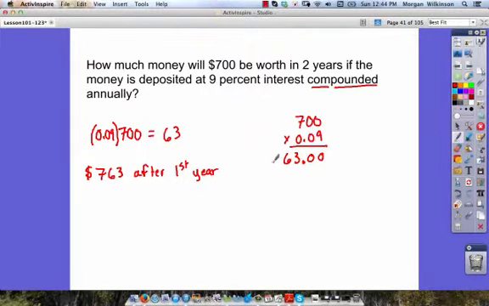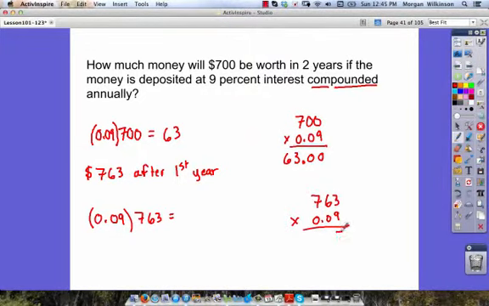Now, if you're letting a bank borrow your money and they're paying you interest, you want to have compound interest if possible, because that means for the second year, instead of starting with 700 again and using the same number, you're going to start with the new total after the first year. So you're going to figure out 9% of $763 to figure out what your total is after the second year. So we're going to get 763 times 0.09.